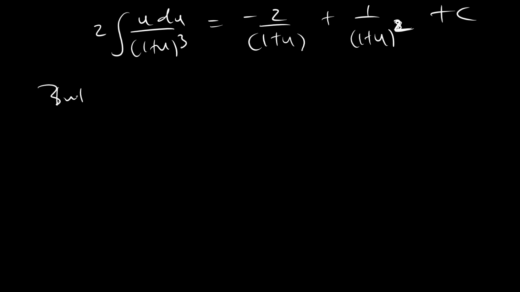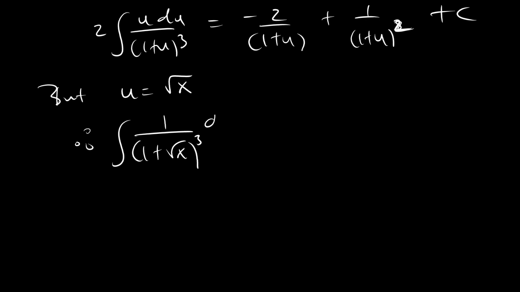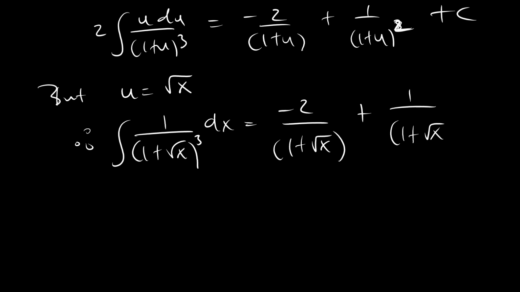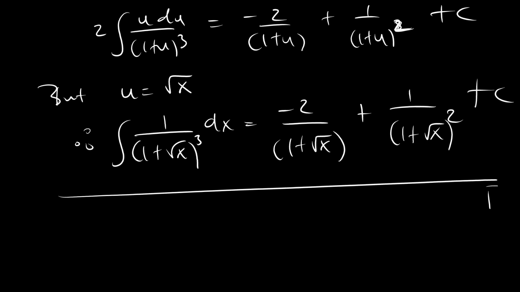But we say that u is equal to square root of x. Therefore, the integral of 1 over 1 plus square root of x cubed is equal to 2 over 1 plus square root of x plus 1 over 1 plus square root of x squared plus the integration constant. And that, ladies and gentlemen, is our answer.